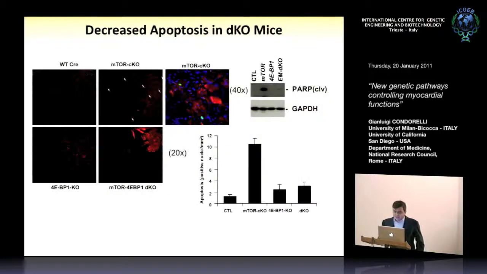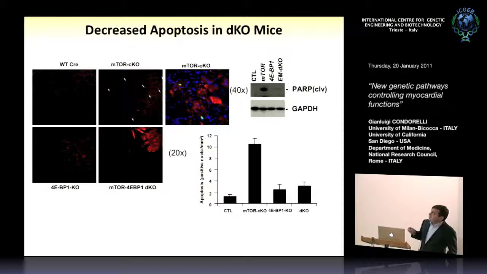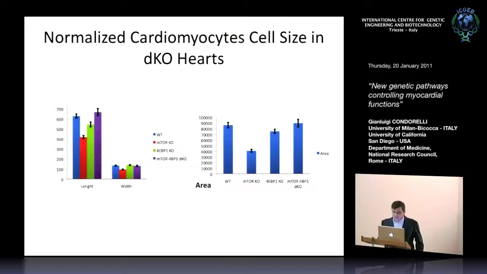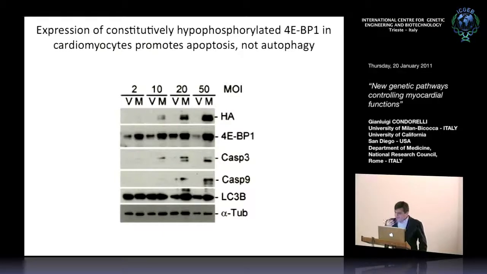Although this is quite significant as an effect, there is much less apoptosis in the double knockouts, and this is the most significant effect. Just to tell you that autophagy is the same. So it seems that 4EBP1 is not involved in autophagic control, and there is less fibrosis. And also the size of myocytes is very similar in the double knockout 4EBP1 as compared to mTOR. We found that there is an effect on increased expression.